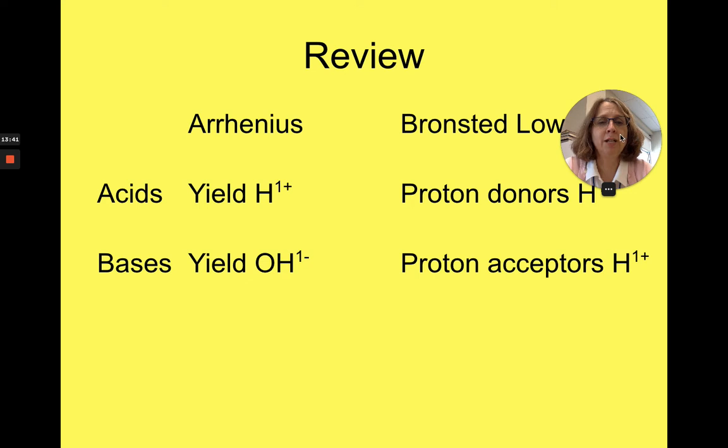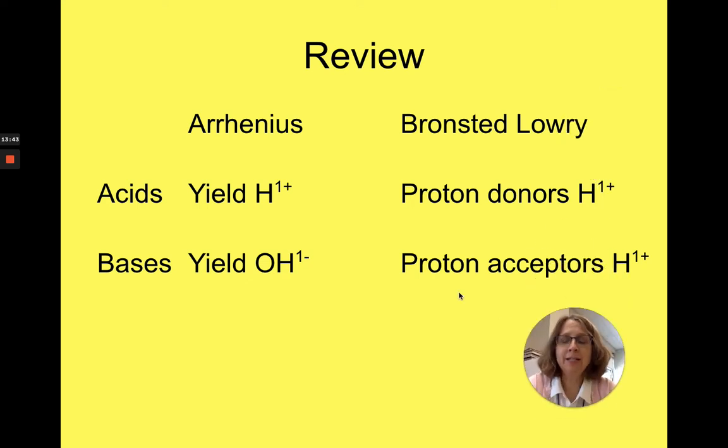All right, so just to summarize here, the difference between the two definitions. Acids yield hydrogen ions. They'll be in the formula. Bases in the Arrhenius definition yield hydroxide and will be present in the formula. For Brønsted-Lowry, yield and donate are very similar. So Brønsted-Lowry acids are called proton donors. They have an extra hydrogen they can give away, and bases have room to accept a hydrogen.